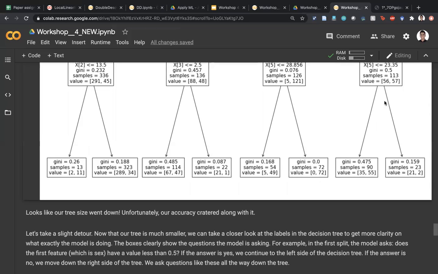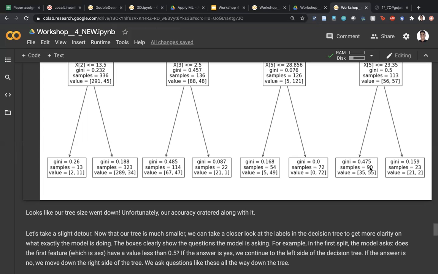Let me clarify that. So what's happening here is that let's say you have 113 samples. What the value tells you is out of those 113, how many of them belong to the first class and how many of them belong to the second class. So the number of samples is going to add up to this because some of them are the people who survived, some of them are the people who didn't.